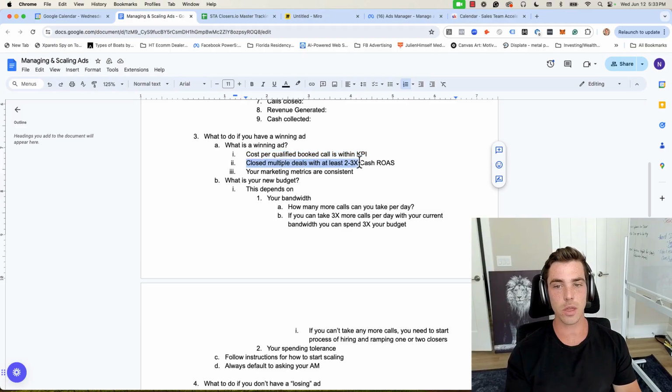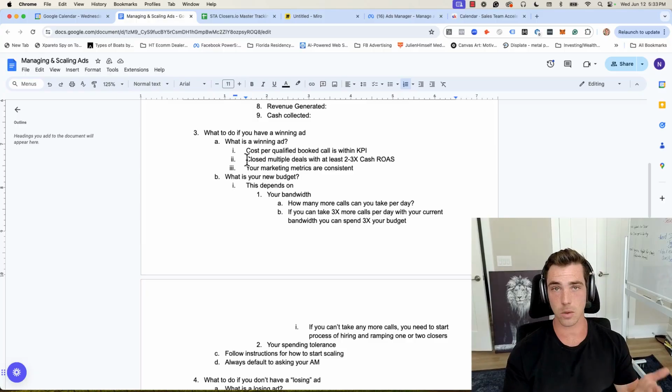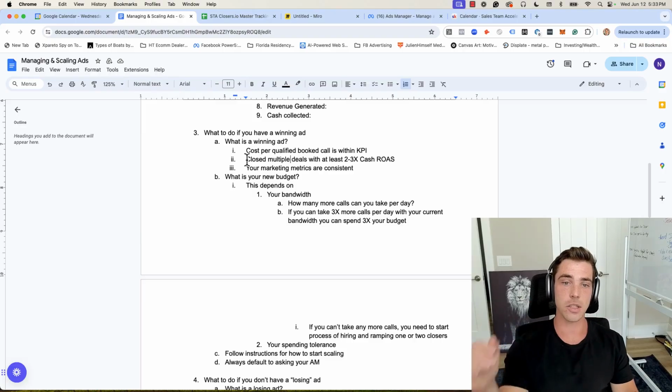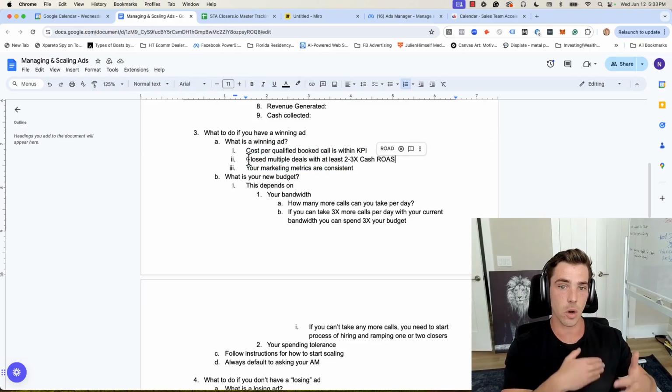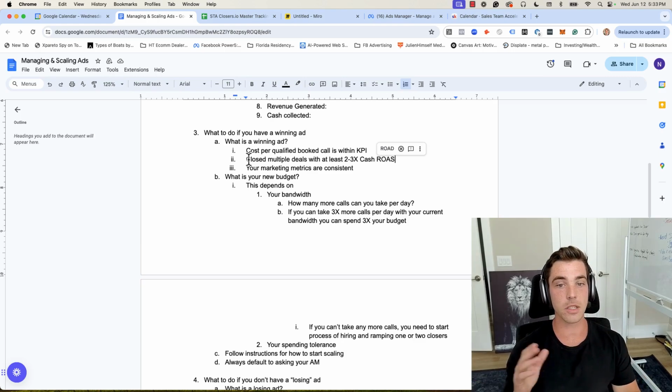Another metric to look for is, over a consistent time frame, are you closing deals at at least a 2 to 3x cash ROAS? Generally speaking, you're not going to want to scale your ad spend until you have some cash flow coming in from closed deals. And so these are two main things that you want to look for, right? Once you've consistently started closing a handful of deals at a 2 to 3x cash ROAS on the front end, then I would start scaling spend, and I'll get to that in a second here, okay?